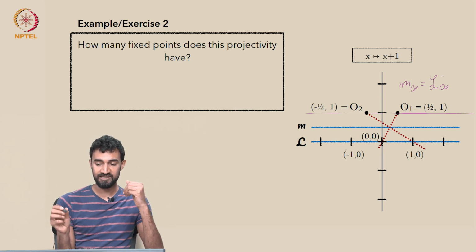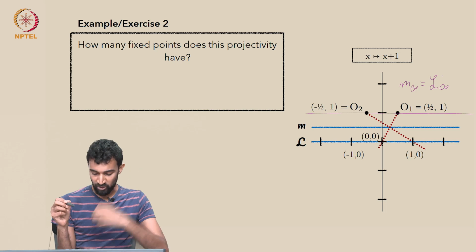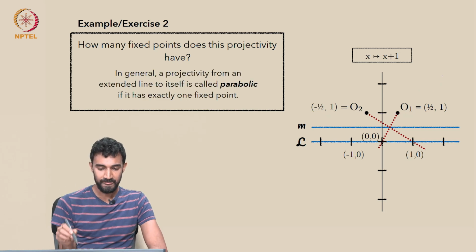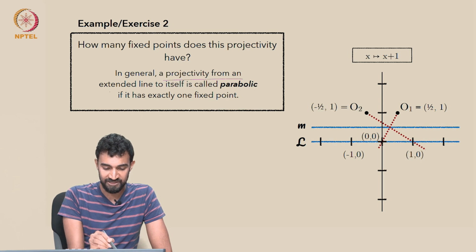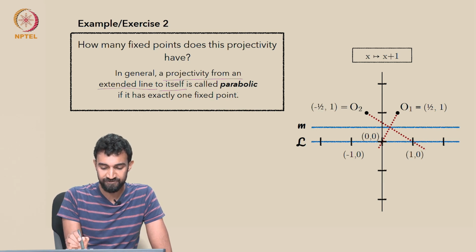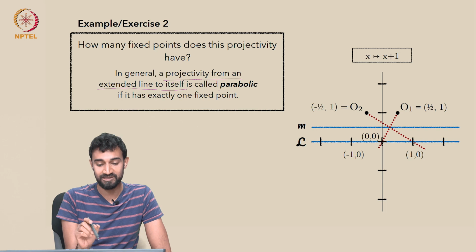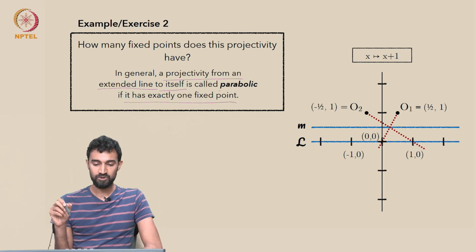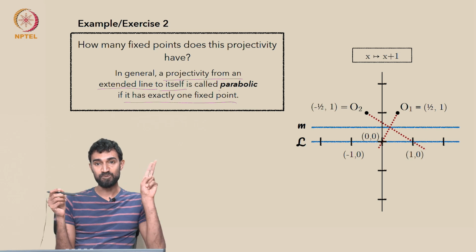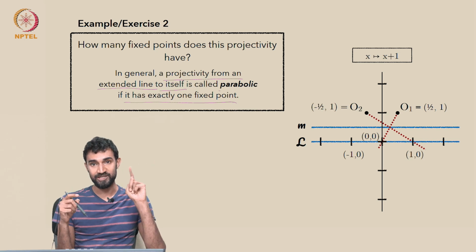So the projectivity fixes it. So we do have a fixed point, the point at infinity. But we only have one fixed point in this case. And in general, a projectivity from an extended line to itself is called parabolic if it has exactly one fixed point. So earlier, with two fixed points, it's hyperbolic. With one fixed point, it's parabolic.